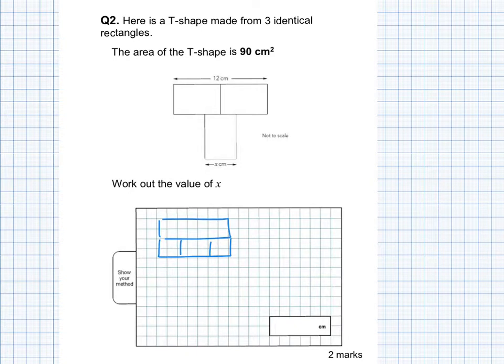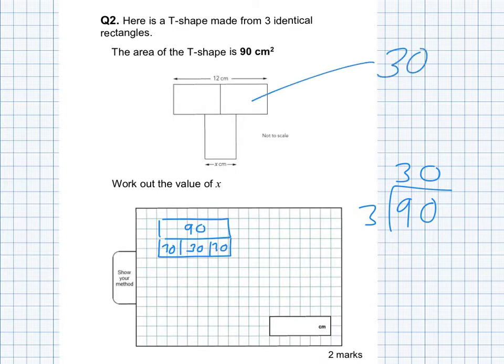I can use my part whole bar model here. I've got 90 centimetres on the top. It's made up of 3 shapes. So do 90 divided by 3. 3 goes into 9 3 times. 30. So I've got 30, 30, 30. So I know now each of my rectangles is 30 centimetres squared. So now I don't need to think about the whole T-shape. I just need to think about this rectangle here. So I'm simplifying the problem a little bit as I go along.